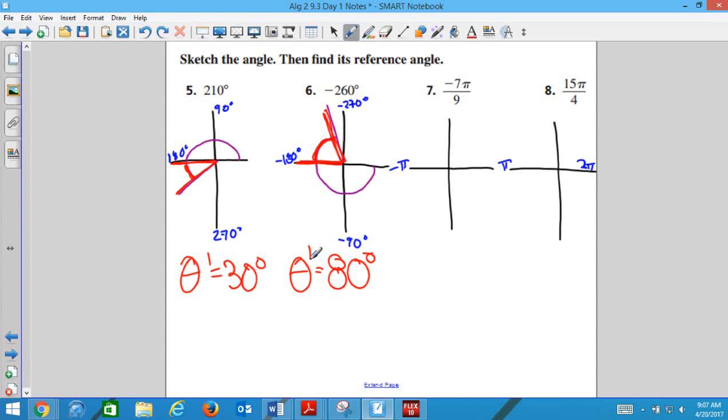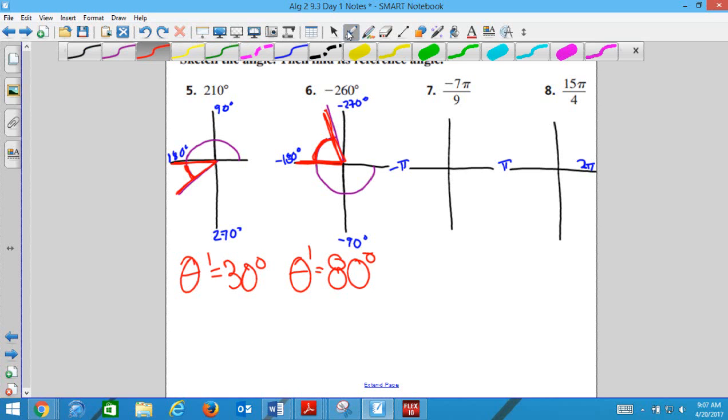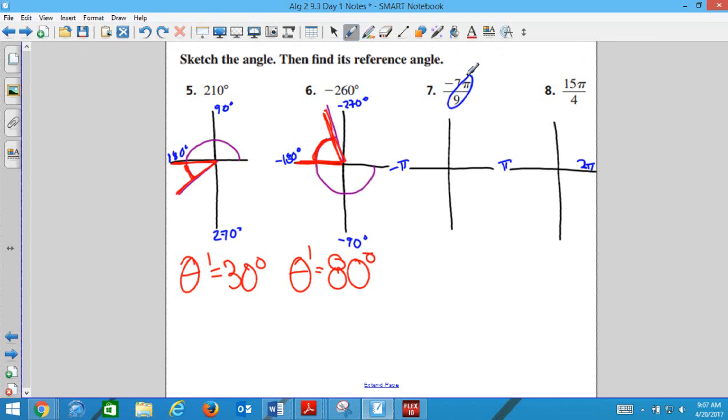So we're drawing the shortest distance to the x-axis. Make sure we go to the correct axis. All right, next one is in radians. So we want to think about pi divided by 9 first. And this one's going negative, so I'm going to look at the bottom half. So we're going negative. How many spots should I have on the bottom?